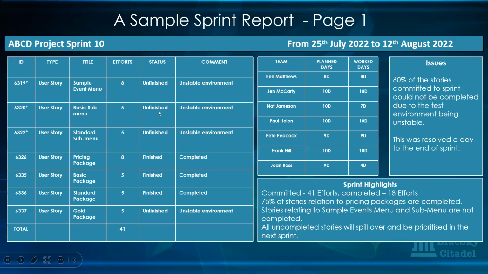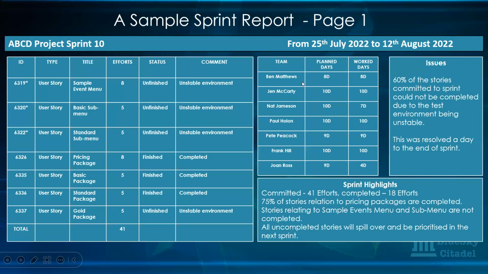This one is unfinished, unfinished, unfinished. These ones are finished, and that one is unfinished. And then on the comment aspect, you're able to put the reasons why the unfinished ones were unfinished. It says unstable environment, unstable environment. That was why the ones that were not finished were not finished. And the ones that were finished, you could see it says completed.